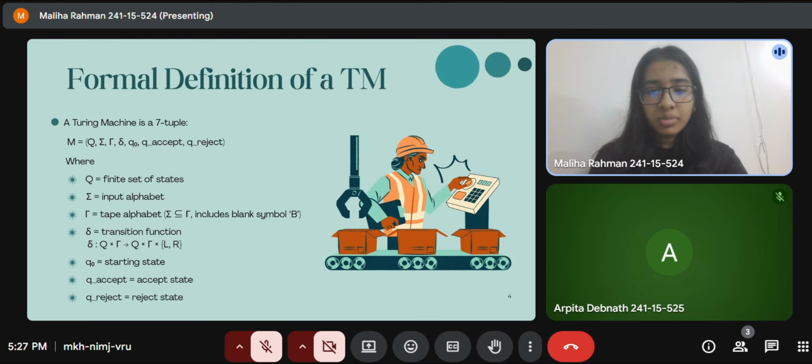Formal definition of a Turing machine. A Turing machine is defined as a seven-tuple: M equals Q, the set of states; Sigma, the input alphabet; Gamma, the tape alphabet, which includes the blank; delta, the transition function; q0, the start state; q accept, the accept state; and q reject, the reject state.